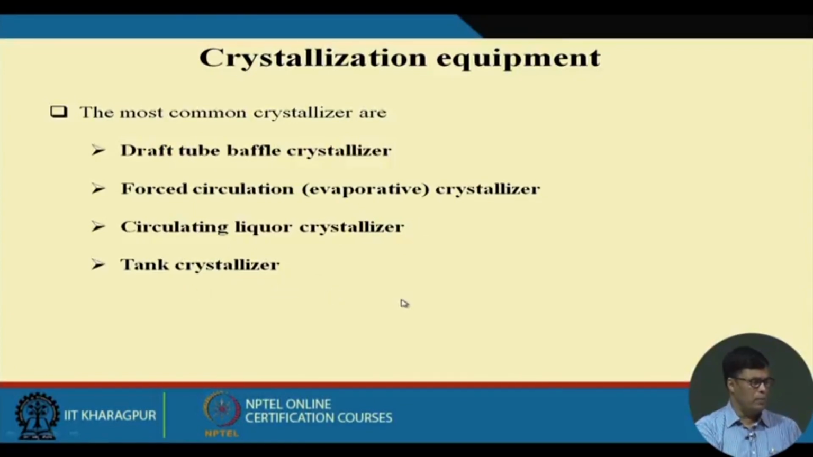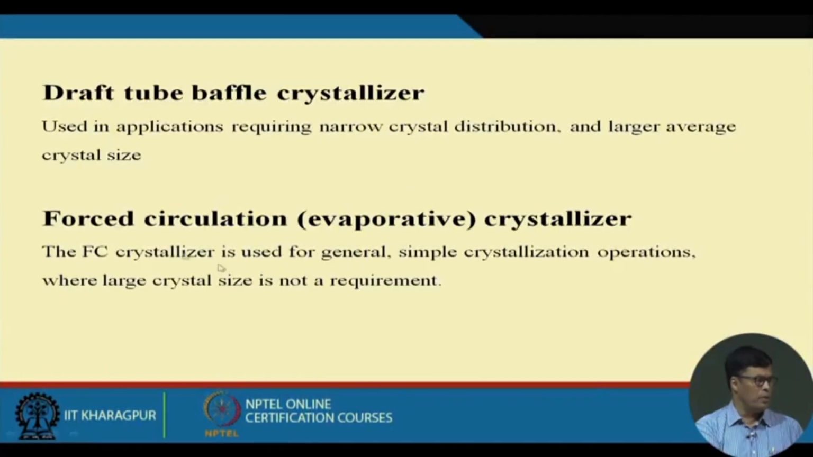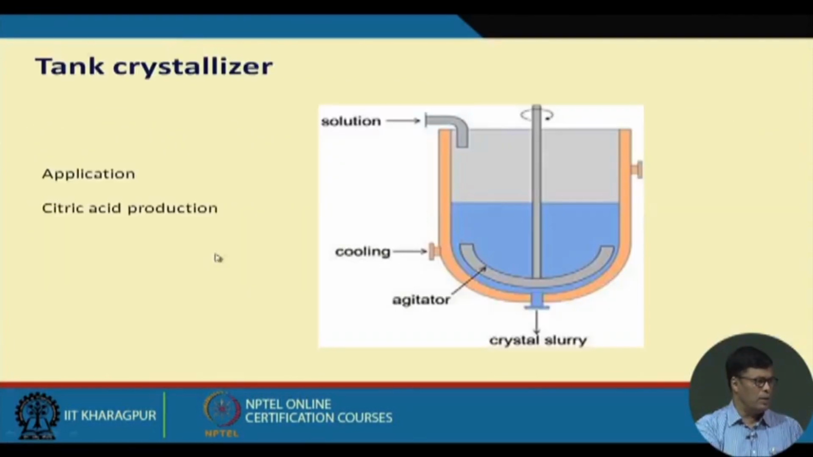There are different types of crystallizer available in the industries. Drop tube crystallizers are used in applications requiring a narrow crystal distribution and large average crystal size. I work in the citric acid industry, and I work with tank crystallizers.